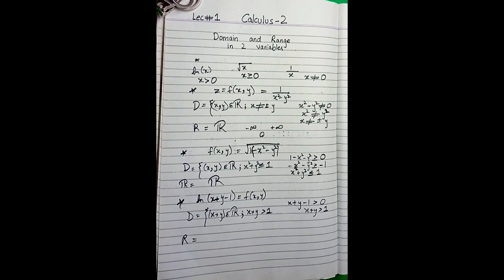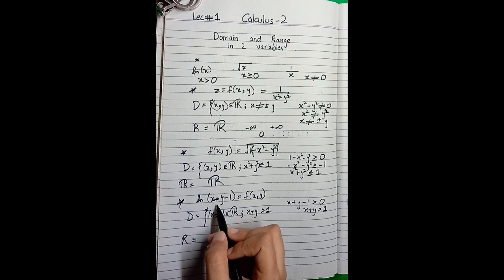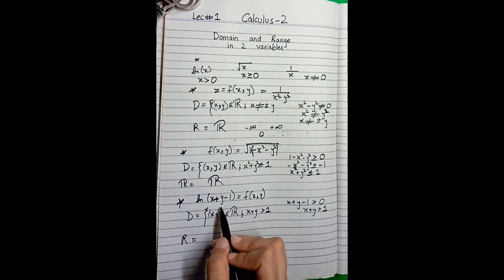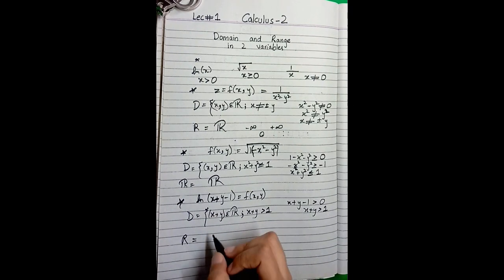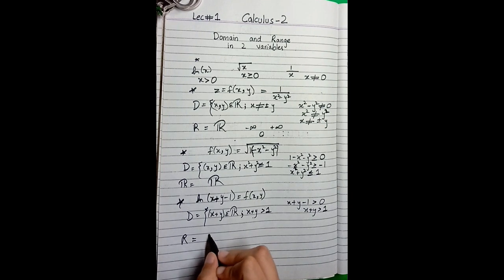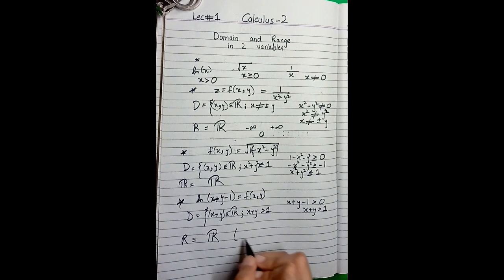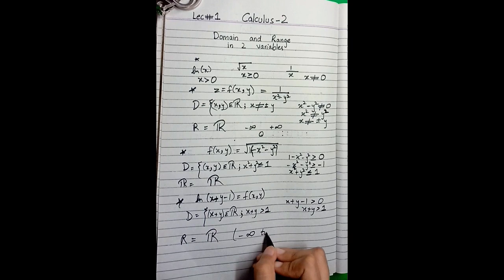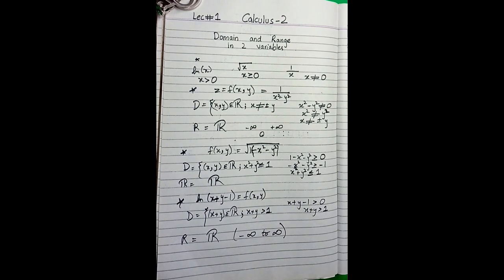For the range, when we put this condition in our expression, that x plus y should be greater than 1, we will get the output as all real numbers, the values from negative infinity to positive infinity.